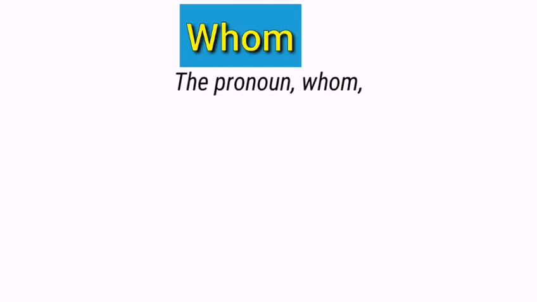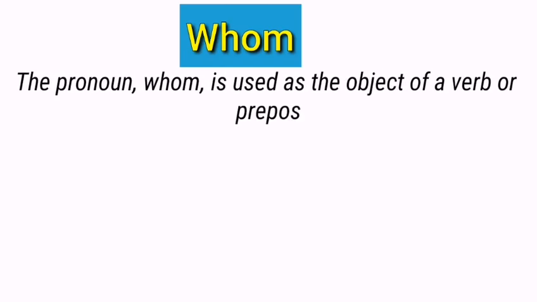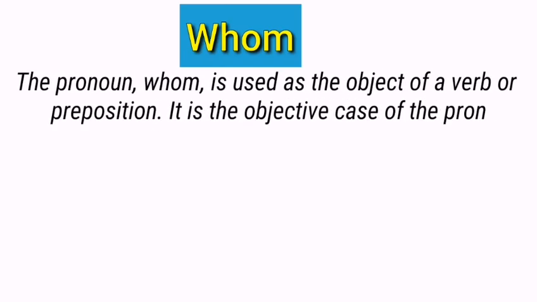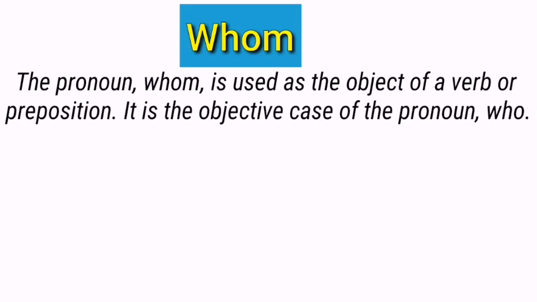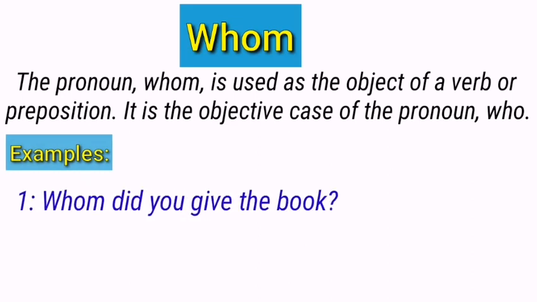The pronoun whom is used as the object of a verb or preposition. It is the objective case of the pronoun who. Simply, it means that this is also a pronoun but is an objective case. Actually, it takes the place of an object just like other objective pronouns, for example, him, her, them, etc. Just look at these examples. Whom did you give the book?